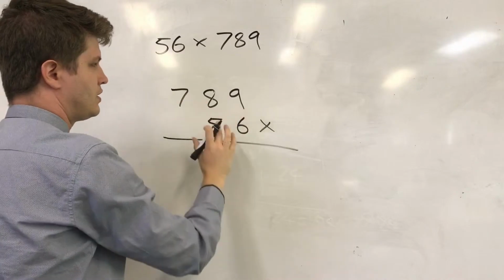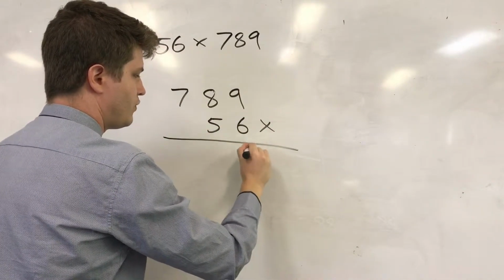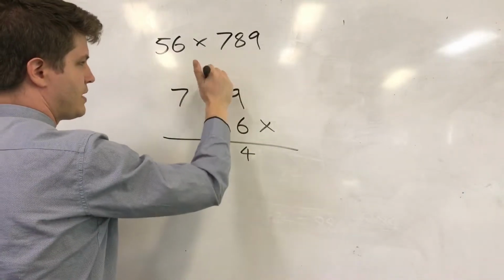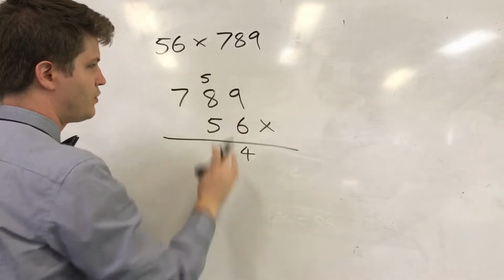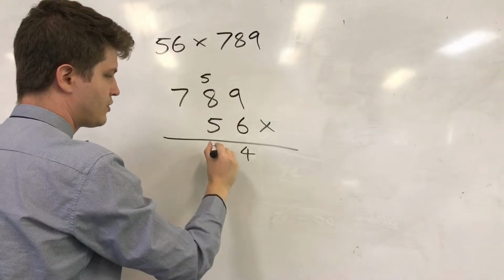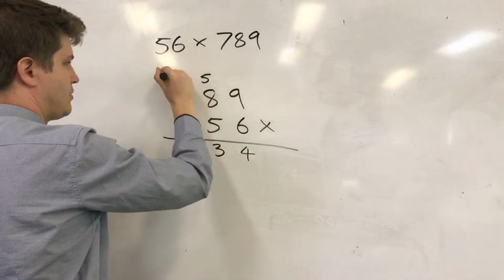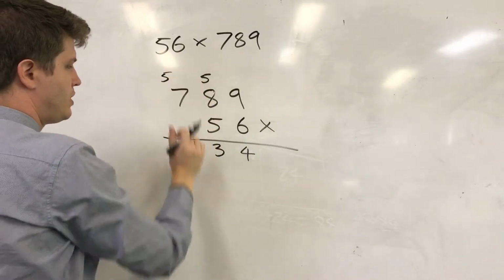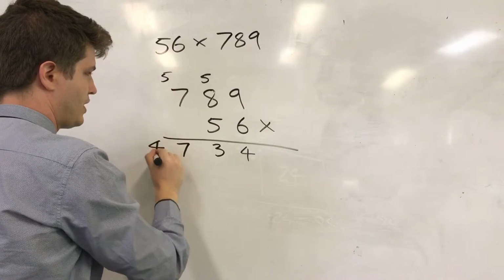So we'll do it like we did before, 6 times 9, so that's going to be 54. Put the 4 there. Now, in a way, we're putting the 5 there, but we're just going to keep it up here in reserve. 6 times 8, so that's going to be 48, plus the 5, 53. Put a 3 there. Now the 5 is going to go up here. 6 times 7, that's 42, plus the 5, 47. Put the 7 and put the 4 there.